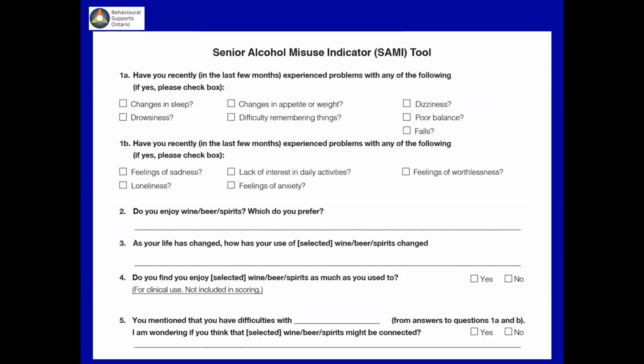So again, it's just the checklist. So it's an easy, soft approach. Older adults don't mind talking about their health. So that's where we started, is let's put this in context of their health.